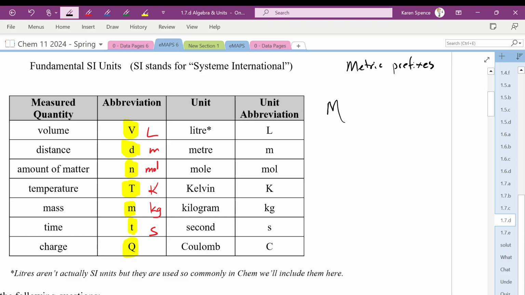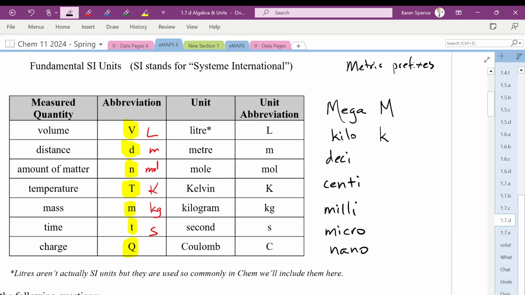And if you have forgotten, we have mega, kilo. What comes next? Deci, centi, milli with 2 L's, just in case you forgot. Micro, nano, and now we're going to do the abbreviations.